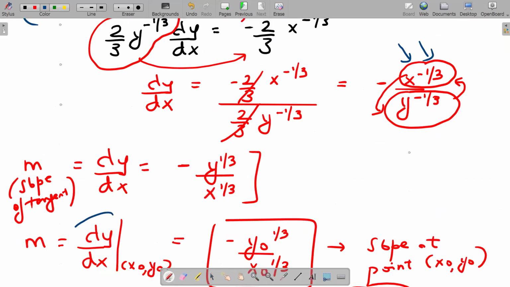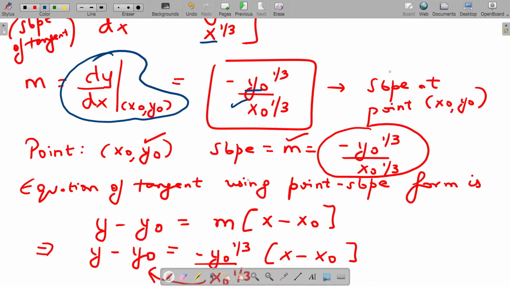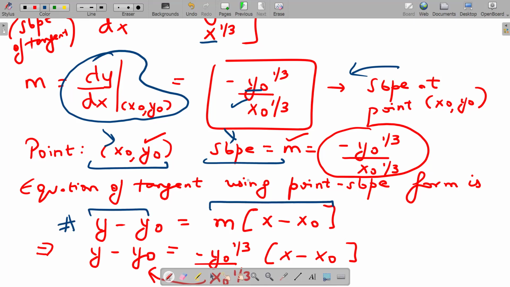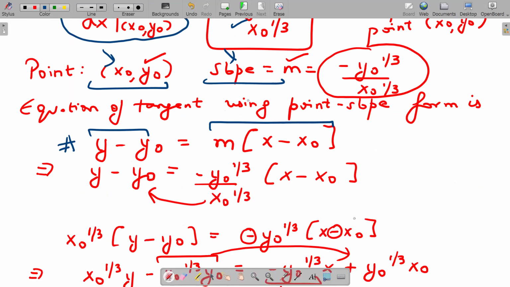I evaluate dy by dx particularly at the point x0, y0 by putting y as y0 and x as x0. This is the slope I got at the point x0, y0. I have the point, I have the slope. I know how to find the equation of a straight line using the point slope form: y minus y0 is m times x minus x0. Something we even learned in class 12th maths. How to find the equation of a straight line.